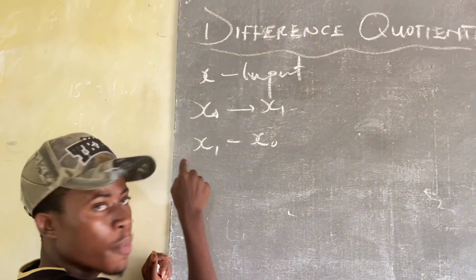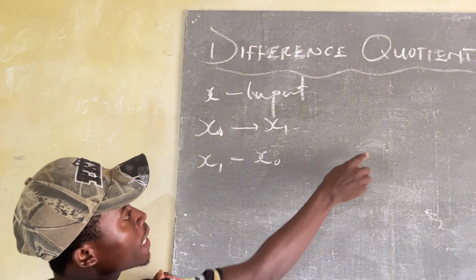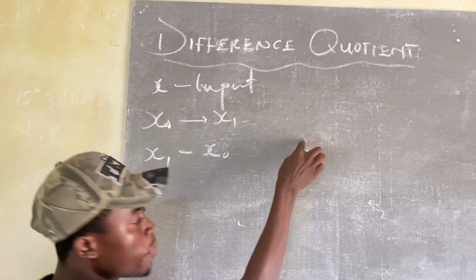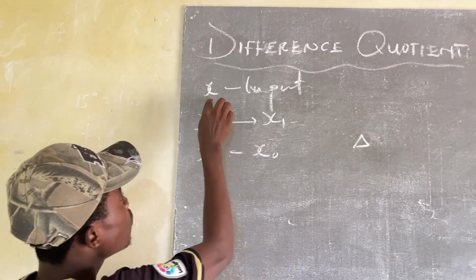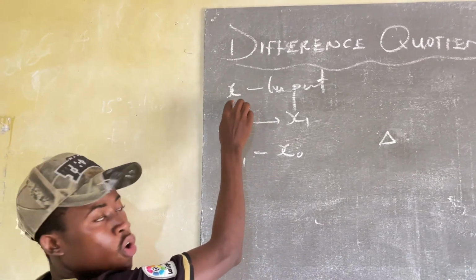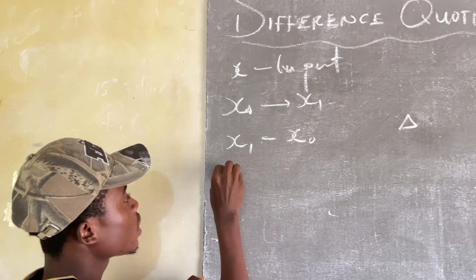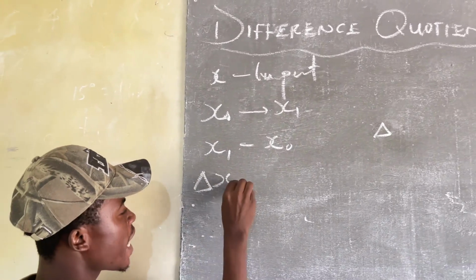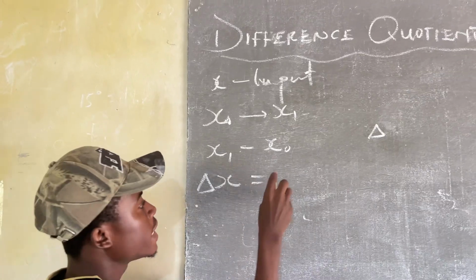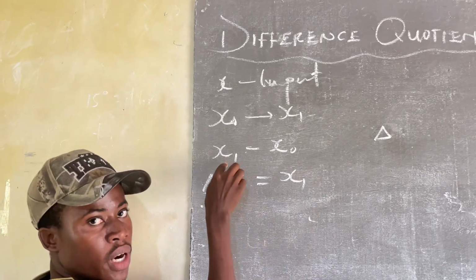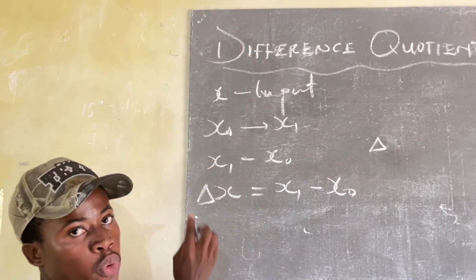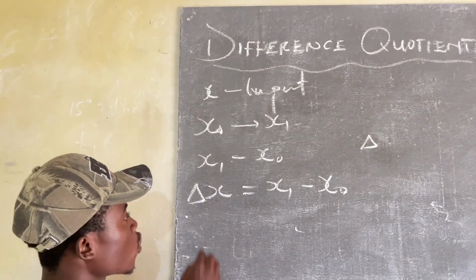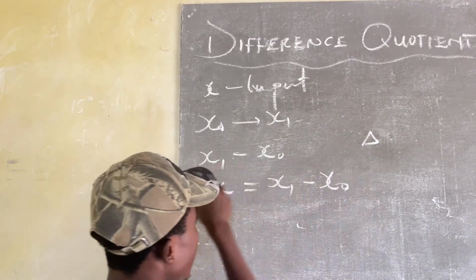The change. All right. So now, viewers, by representation, if you want to represent the change, we represent it by the delta sign. So if you want to find the change in x, which is the input, we have the change of x being equal to the new value of the input minus the old value of the input, all right? So this now gives the difference in the input.